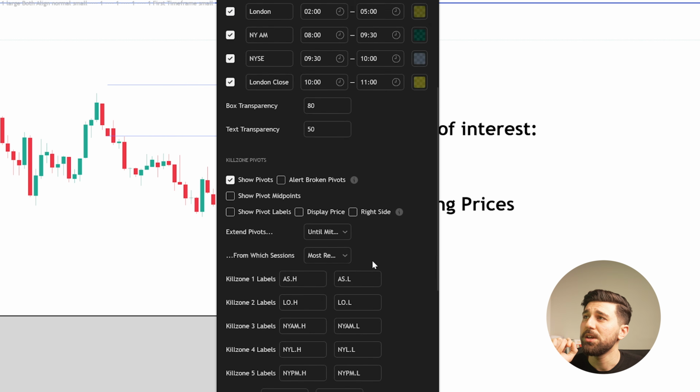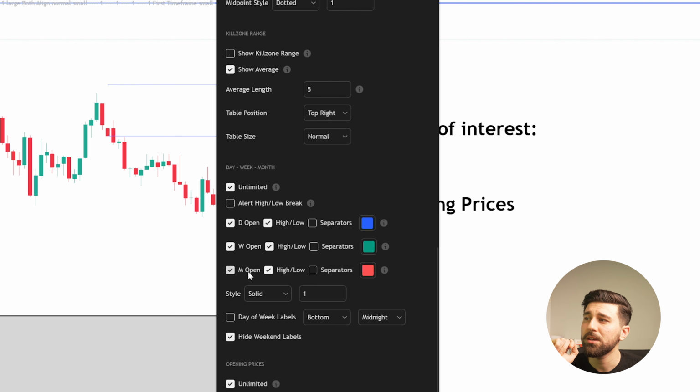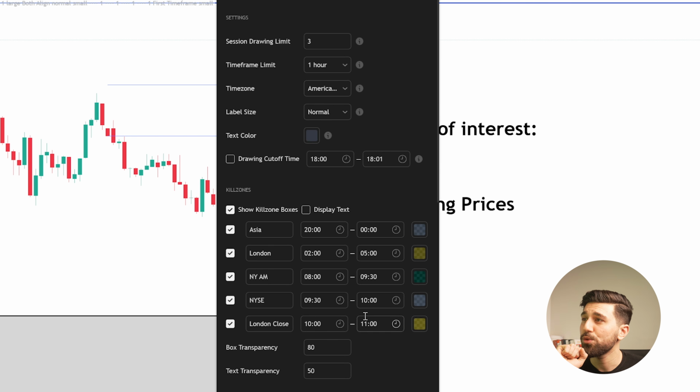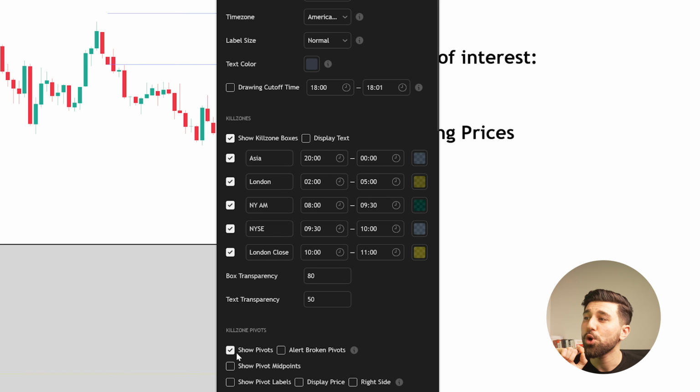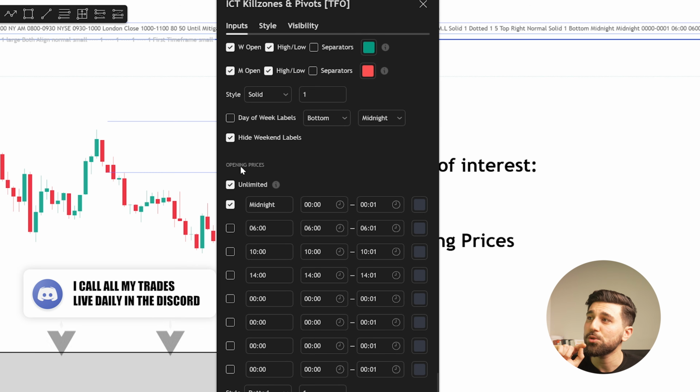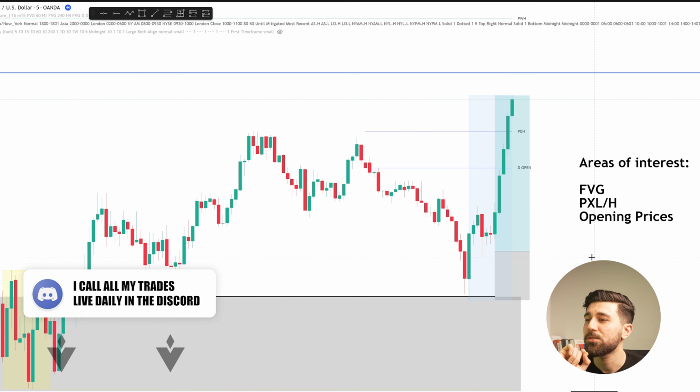I also have the daily, weekly and monthly opening prices with the highs and lows. Then you also have the previous day high and low marked, etc. And always make sure you show the pivots. So also here, show kill zone boxes, and right in here, show pivots, because you will see why in a second. Right in here, the opening prices, what I mark is also midnight, so New York midnight, and that's also perfect.